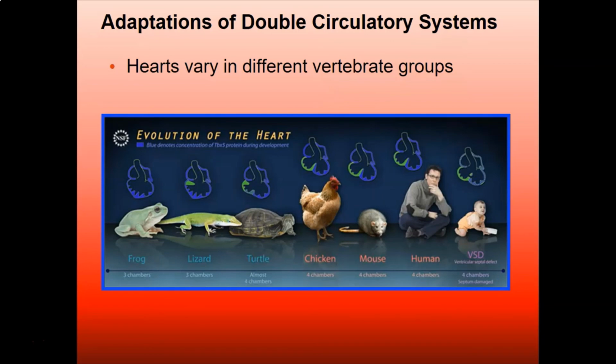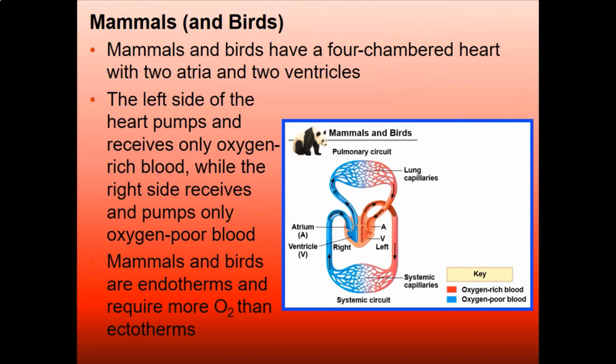Adaptations of double circulatory systems, and you can take a look here. The heart has changed, and we don't spend too much time on it. I know you just finished your evolution unit, but it's really cool that you can see how the heart has changed in different types of organisms. Mammals and birds have a 4-chambered heart with 2 atria and 2 ventricles. The left side of the heart pumps and receives only oxygen-rich blood, while the right side receives and pumps only oxygen-poor blood. Mammals and birds are endotherms, and we require more O2 than ectotherms.